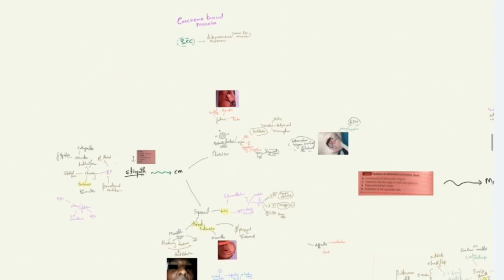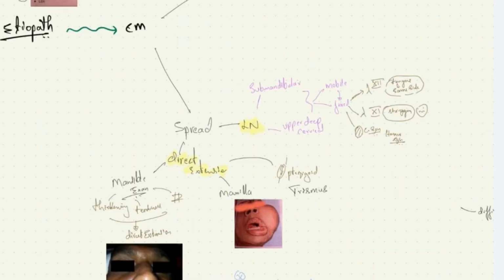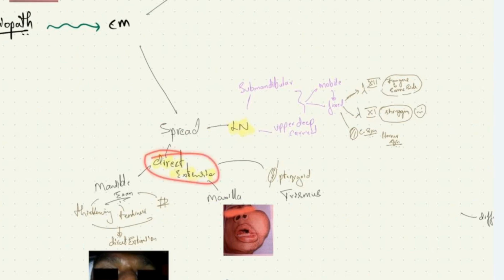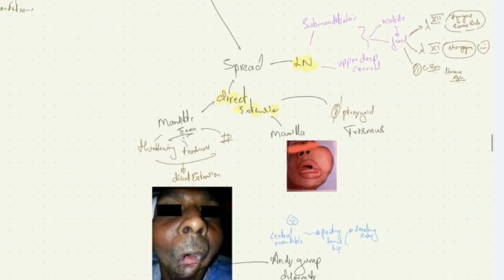Now we have spread of this lesion. It can have direct extension and lymphatic spread. Direct extension, we have extension to the mandible. On bidigital palpation of the mandible, we see thickening, tenderness, and pathological fracture. It suggests direct extension to the mandible.